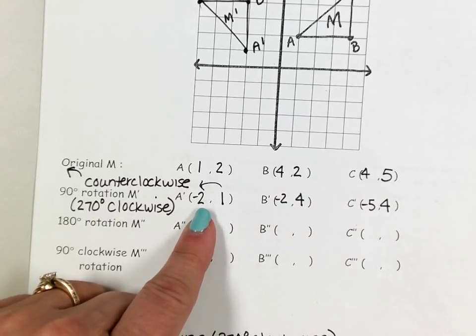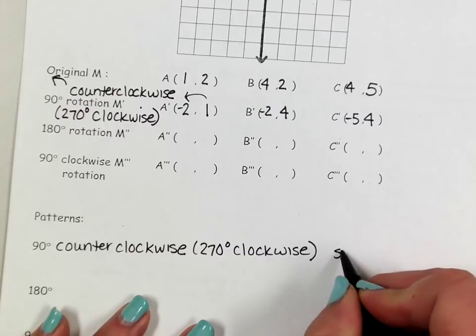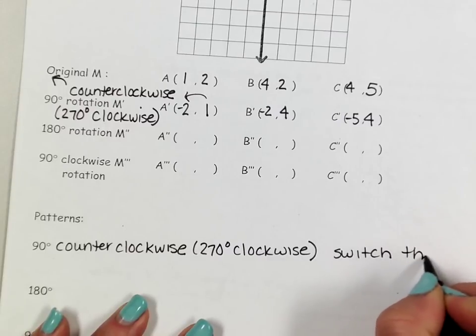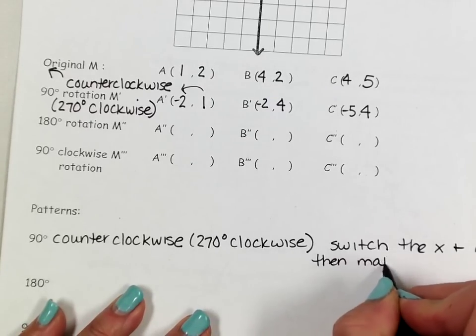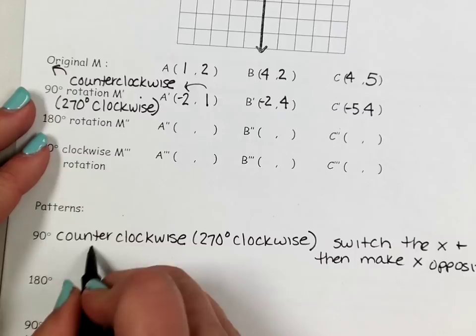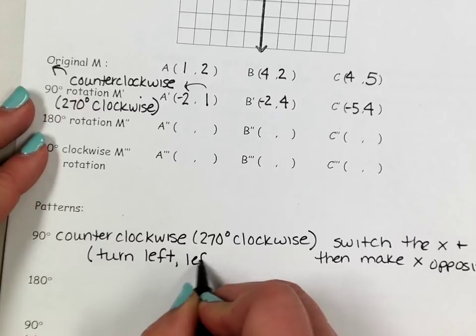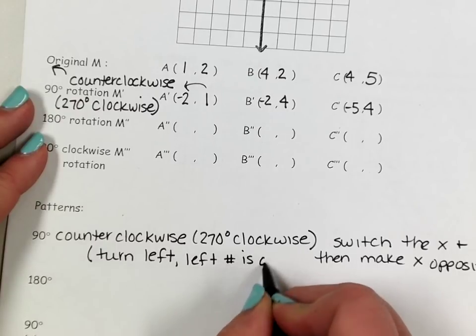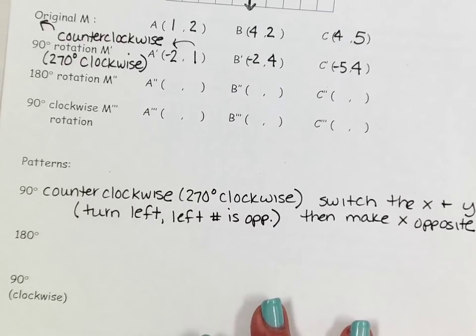So any 90 degrees turn, no matter whether it's left or right, is going to switch the order. Every 90 degrees is going to switch the order. So we are going to switch the X and Y, then make X opposite. So in here I say turn left. If I turn left, the left number is opposite. Okay?